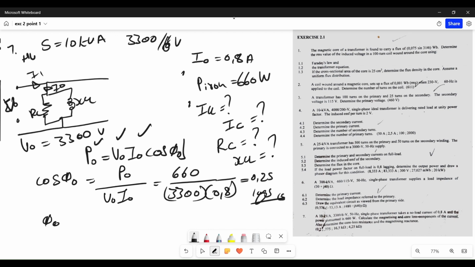So the angle will be the inverse cosine of 0.25, which is 75.522 degrees. So this is the angle phi 0.